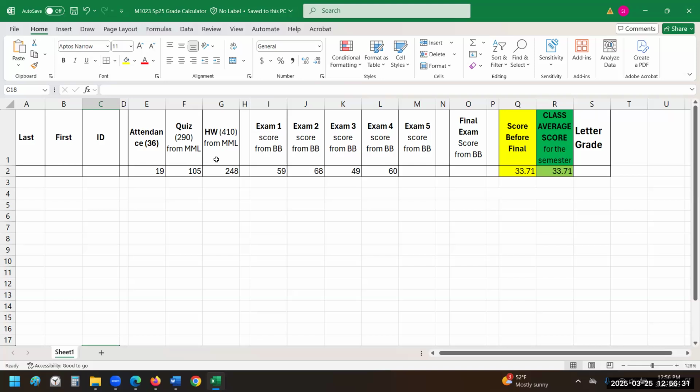So get the points, put them there, put your exam scores there, and then it will tell you what would be your average overall score under the green one. Ignore the yellow one. The yellow one I'm supposed to submit to the department.